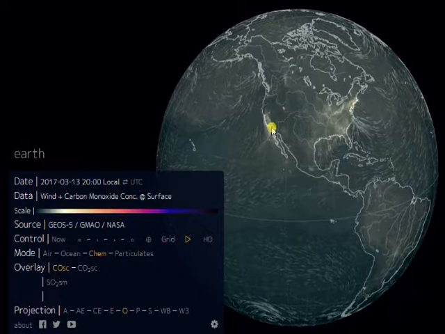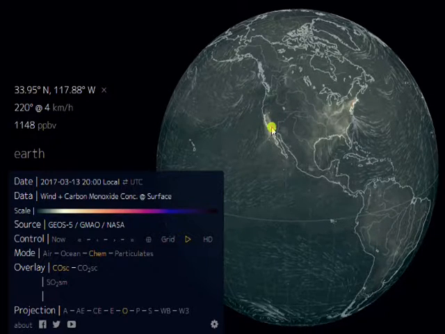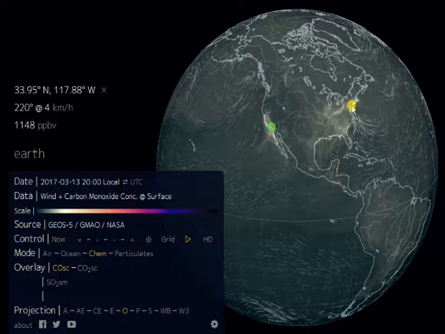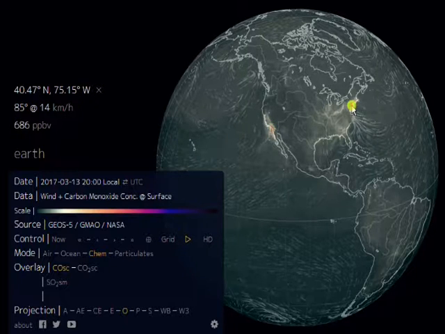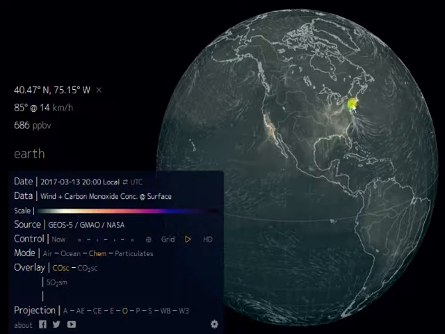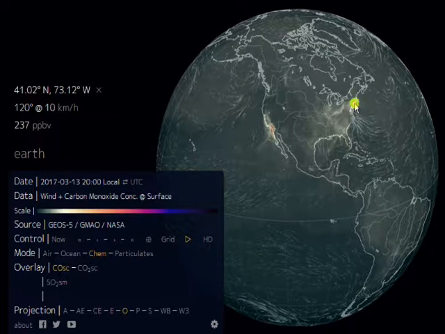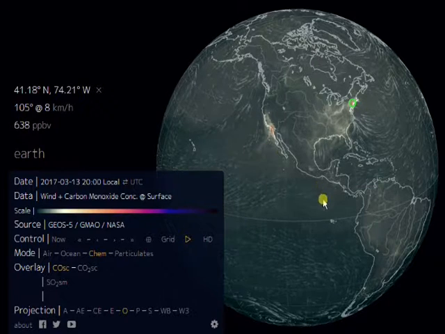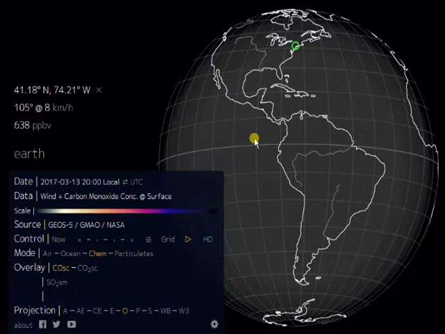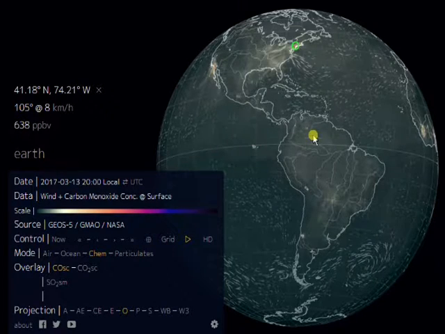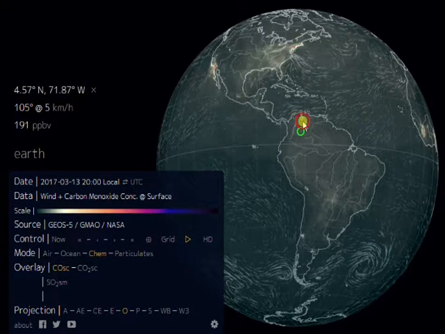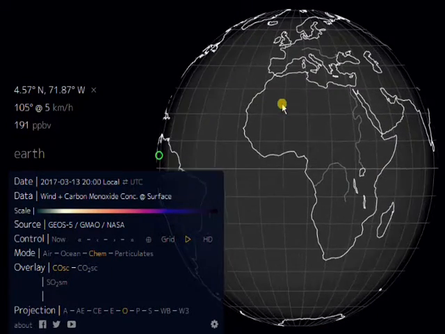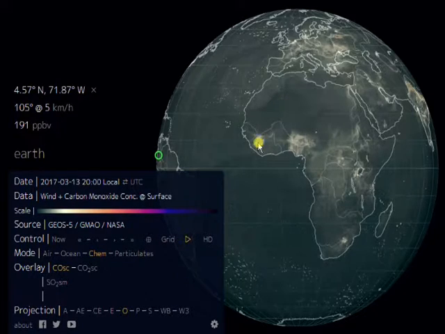If we look here in the Los Angeles area, we see 1148 parts per billion, which is fairly significant. And up here, in the New York metropolitan area, that region shows 686. It's the middle of the night there, so I wouldn't expect as much carbon monoxide. It's interesting as you look around the globe; there are some hot spots even in South America that are above zero, and then over here in Europe, and an interesting part of Africa we'll come back to later, right here in equatorial Africa.